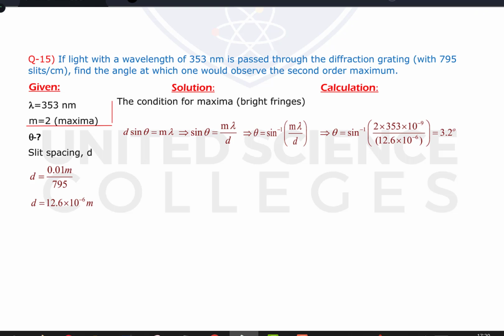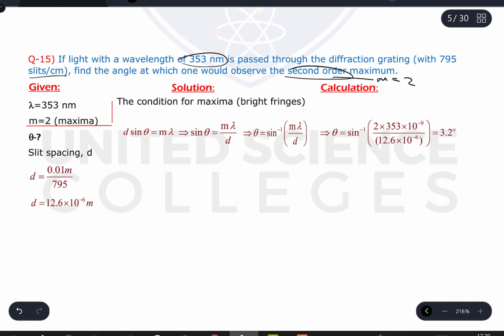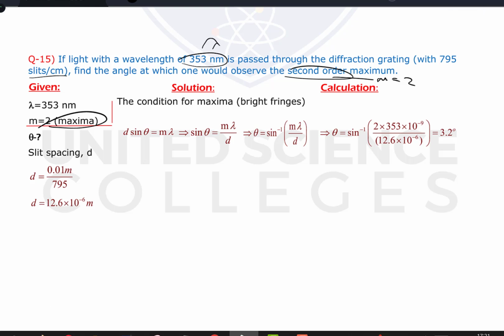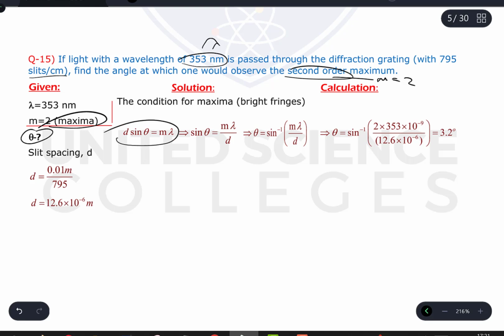Question number 15. If a light with a wavelength of 353 nanometers is passed through a diffraction grating with 795 slits per centimeter, find the angle at which one would observe the second order maximum. Second order, m is equal to 2, which is a maximum, and the wavelength is given as 353 nanometers. Calculate angle theta. We are going to use the constructive interference equation because in bright fringes or maxima, constructive interference produces these bright fringes. We will calculate the angle.